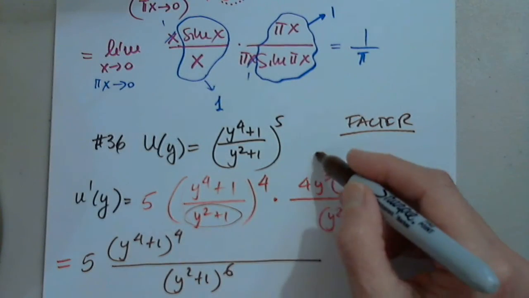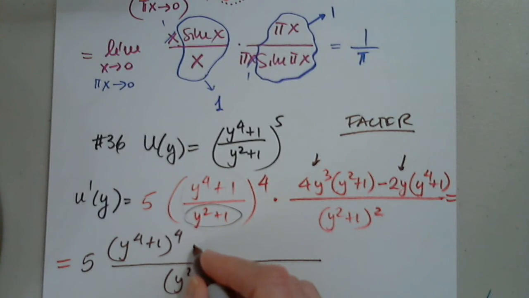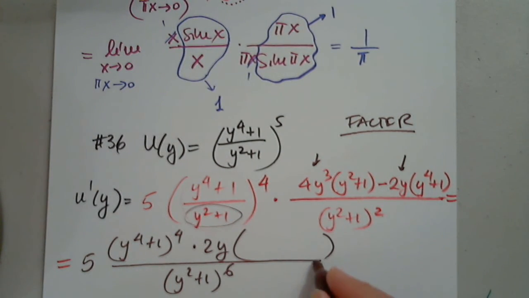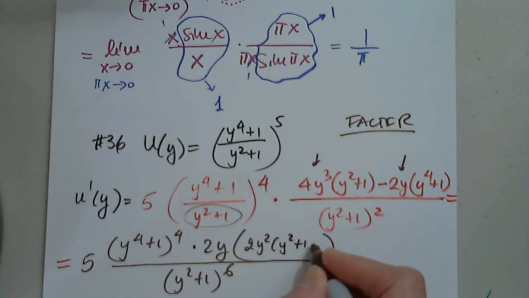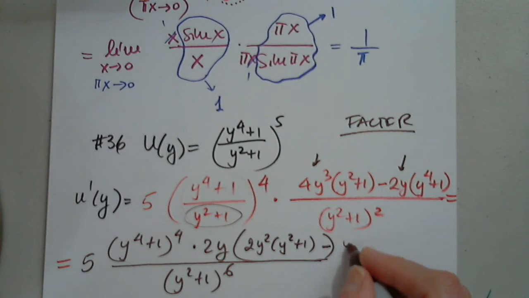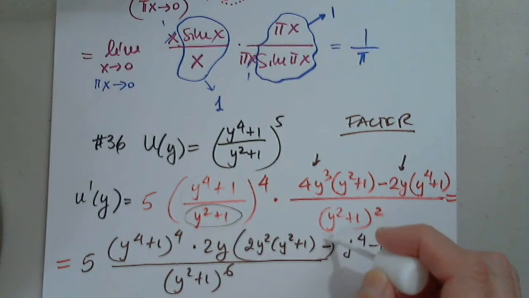And now, see here? So I'm going to factor out 2y. So times 2y. And let's see what is left. So 2y is out. So I have 2y squared left. Let me write it. Maybe it's better to write it so everyone can see it. So I have a 2y squared and times y squared plus 1. I'm gonna write this out. Minus y to the 4th minus 1. Because I'm trying to simplify as much as possible.